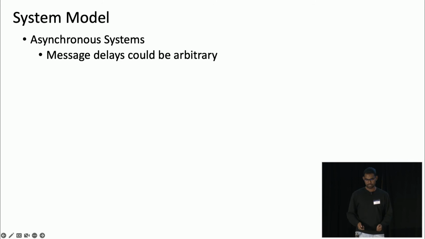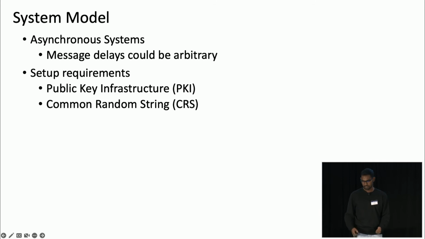What's our system model? We look at asynchronous networks. That means the message delays between the nodes are arbitrary, and we also don't have any public bulletin board. We have setups. We need public key infrastructure, and we also need a common random string, some uniformly random string, to begin with.